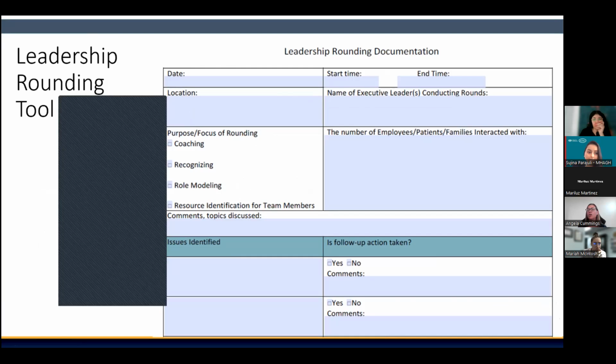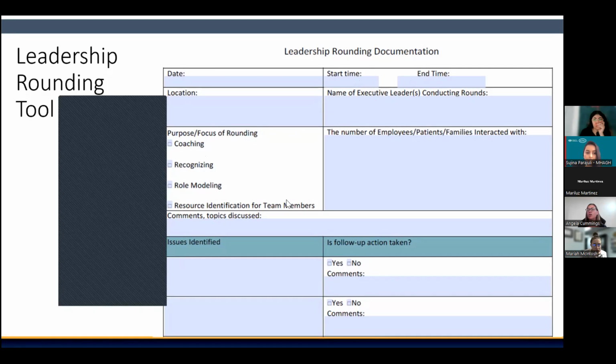So there's a leadership rounding tool that could also be used. Each time the person goes out, you have the date, you have the time, is this a 15-minute round? Is this a 45-minute round? Where were they, especially if you've got different locations? And then what happened during that rounding? All of these don't need to happen every single time. I want to be clear about that. But what tends to happen the most?